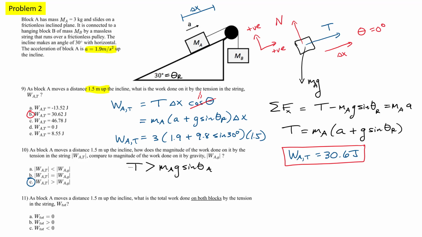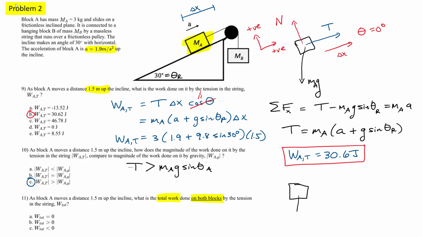All right, look at the next problem. The next problem says, as block A moves a distance 1.5 up the incline, what is the total work done on both blocks by the tension in the string? So we've just calculated how much work was done on block A. Let's think about how we would do the work done on block B. How would we do that?